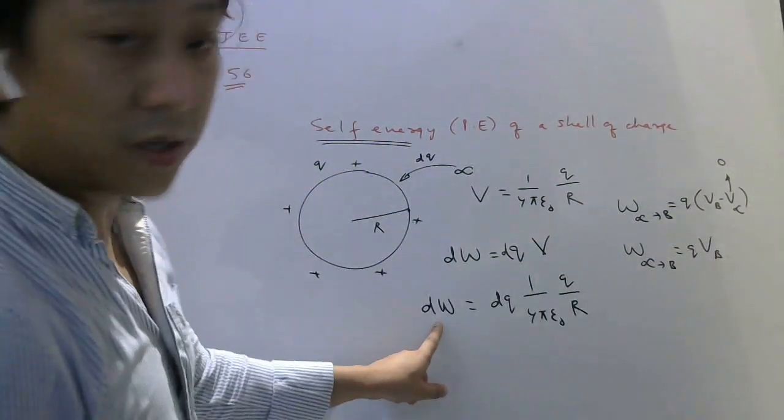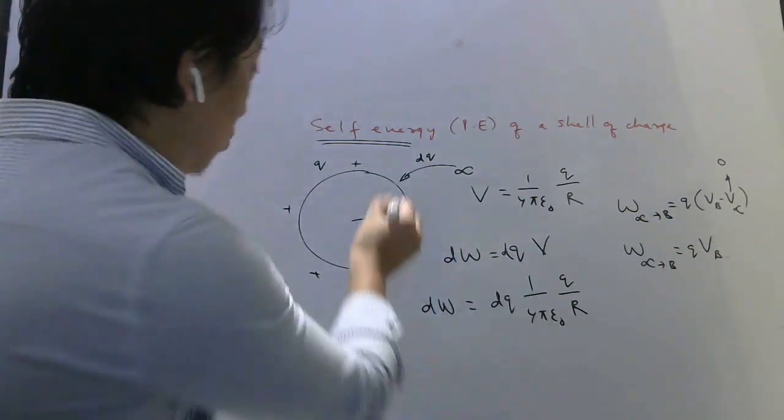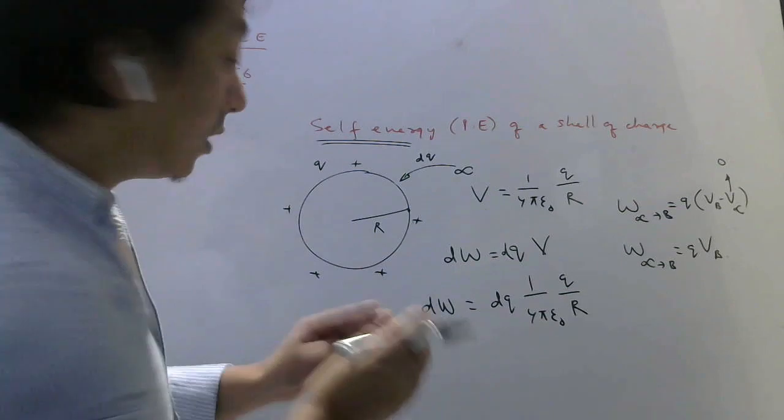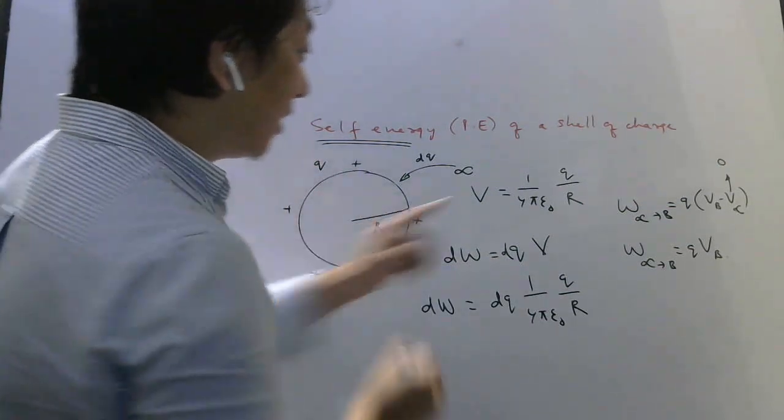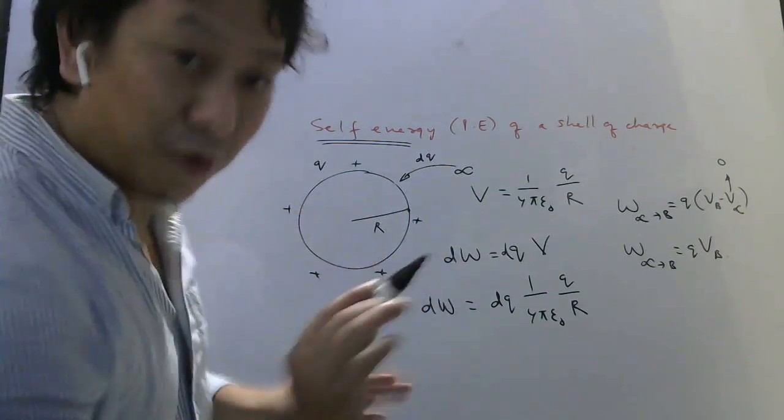So this much work is done to bring dq charge from infinity to the surface of the shell, when there is already q charge present on the shell. If there was no charge present, then no work has to be done. I hope you are understanding, right?